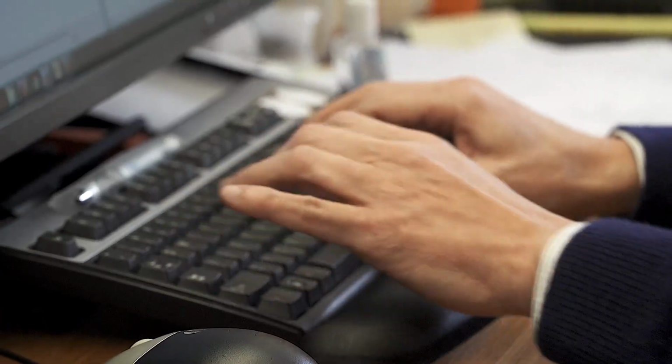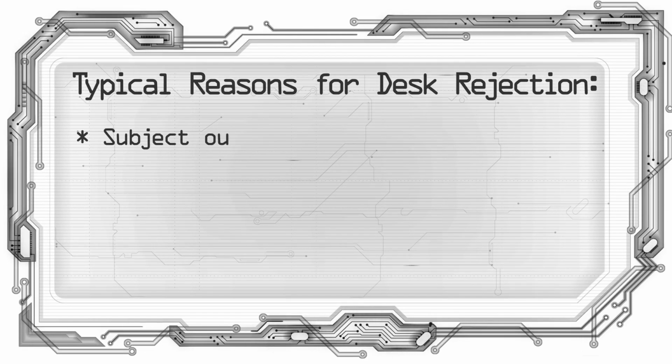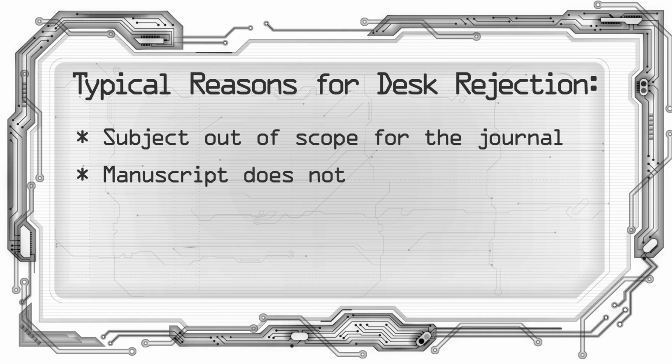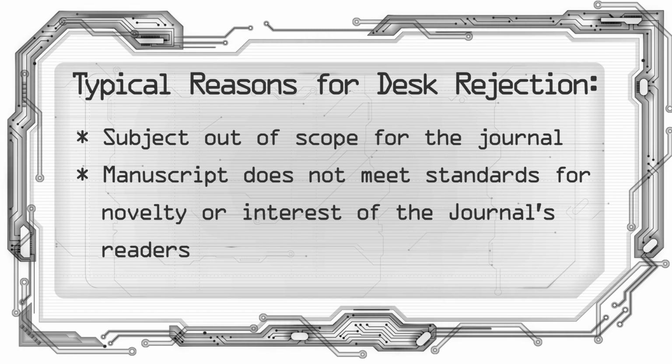In this case, it won't be necessary to get reviews, but the desk rejection should be explained in a letter to the author. Typical reasons for a desk rejection include that the subject matter of the manuscript is out of scope for the journal, or the manuscript clearly does not meet sufficient standards for novelty or intrinsic interest to the journal's readership.